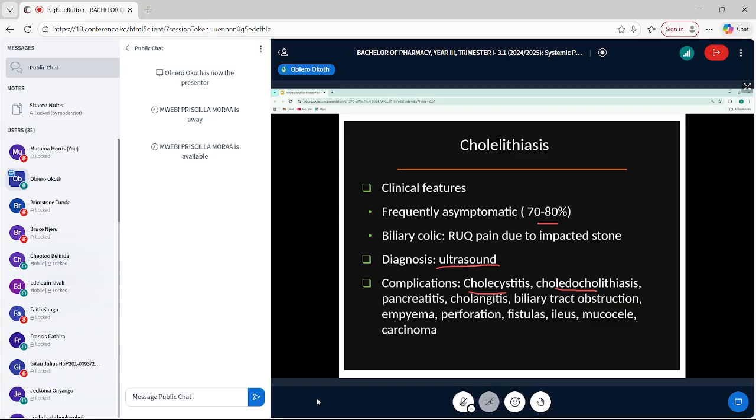They can give you pus in the gallbladder, that is empyema. They can cause perforation. They can cause fistulas. Yes, they can cause ileus. Ileus is when a stone passes through the biliary tract and blocks the intestine. We normally call it biliary ileus or gallstone ileus. It can give you excessive mucus production, filling the gallbladder, giving something called a mucocele, and they have also been associated with that as a risk factor for carcinoma, as we shall see.